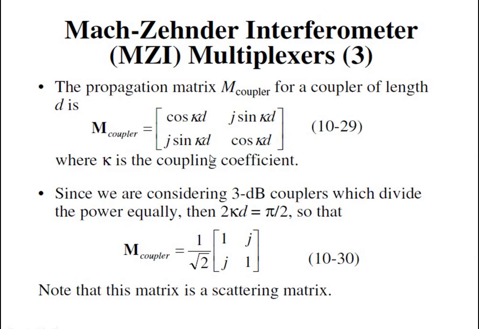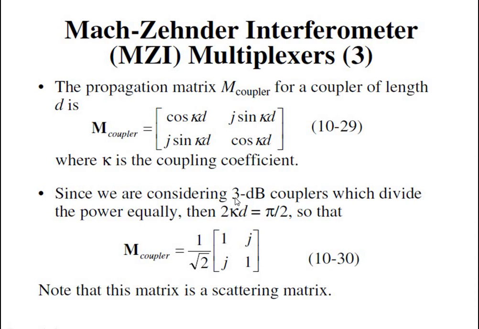So next, continuing with the Mach Zehnder interferometer. Here the propagation matrix, that is the S matrix of a coupler for a coupler length of D, is given by this matrix. So this is the propagation matrix of the coupler of length D. Here K is the coupling coefficient.